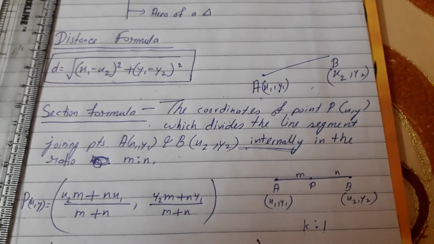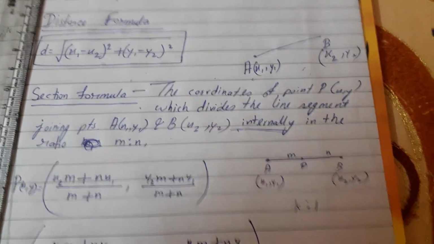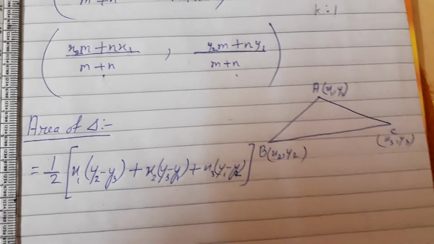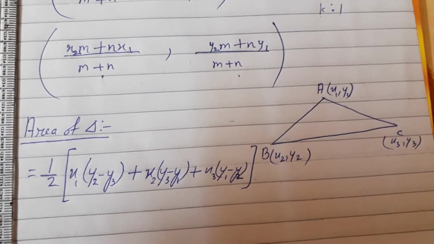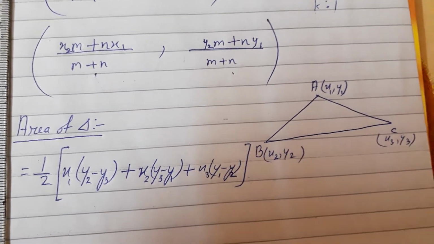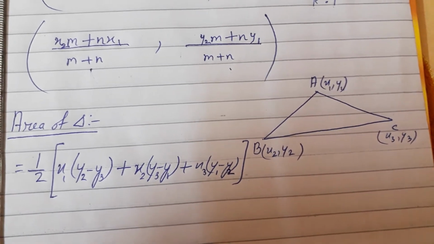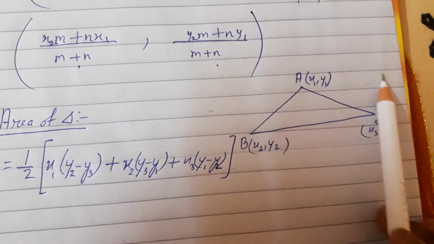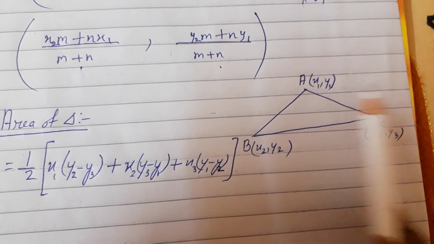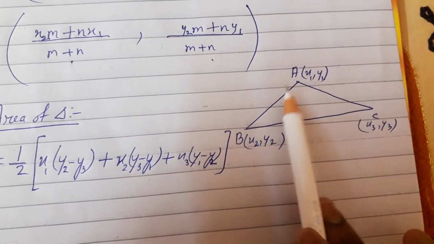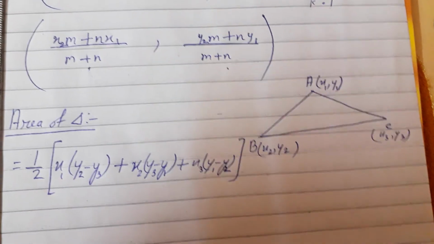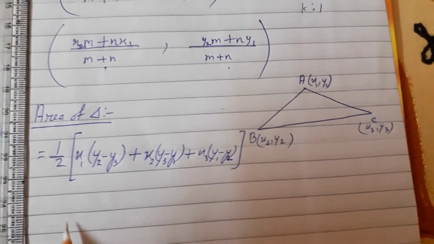Okay, so the last one is area of triangle. Now see, for area of triangle we have already learned the formula, that is half into base into height. But suppose the base and height is not given to you. In that case, suppose you already know the coordinates of A, B and C, then in that type of question you have to apply this formula.